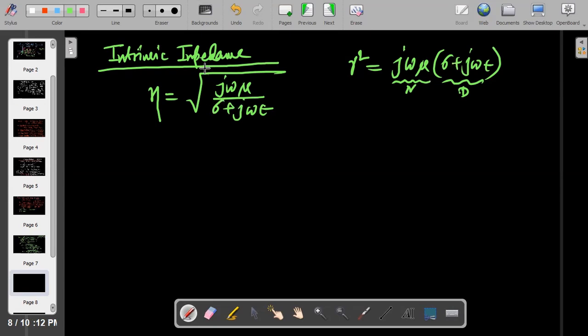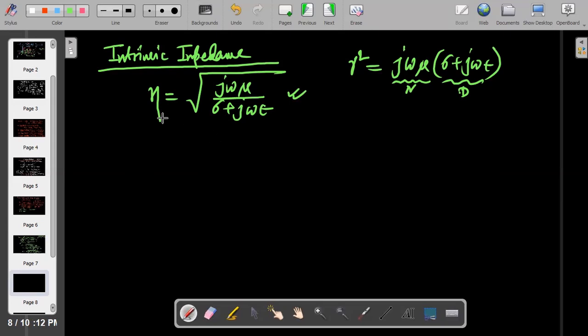From there, your intrinsic impedance is coming. Detailed derivations are out of scope, but for numerical analysis this is required, to find the intrinsic impedance and all. So remember it in this way: if you remember gamma square, from there this will be your numerator and this will be your denominator.